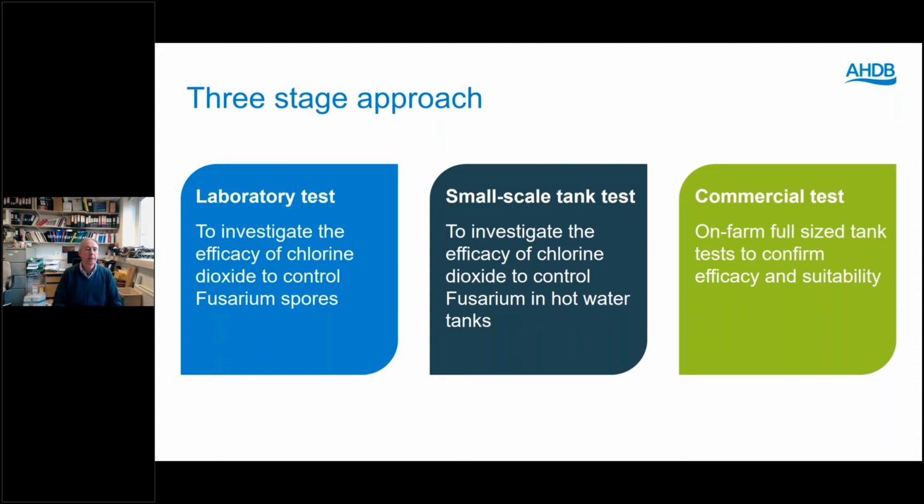And to this end, we envisaged a three-stage test. And the first one was a purely laboratory test to investigate the efficacy of chlorine dioxide just to control spores. And we assumed that if that was successful, we would move on to a small-scale tank test where we would actually bring in bulbs as well as fusarium spores to see if we could understand the combination in hot water systems. And assuming that that was successful, we would then move on to a commercial test using on-farm full-size tanks.